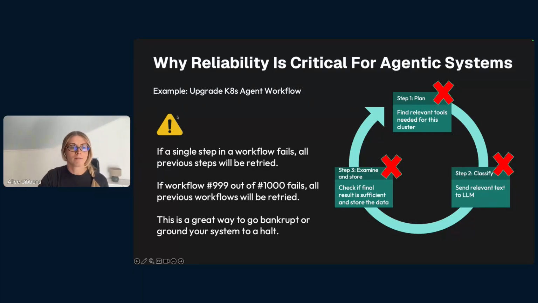So imagine your cluster upgrade is on number 999 out of 1,000. All the previous workflows will have to be retried. All of those previous upgrades will have to be rewritten, because there is no state checkpointing along the way, meaning the agent doesn't know that 999 actually was successful and 998 is successful. It's going to have to rerun that entire thing from the very beginning. And not only is that super costly, but it takes a lot of time, it takes a lot of resources. And it's also extremely bad for business from that perspective.